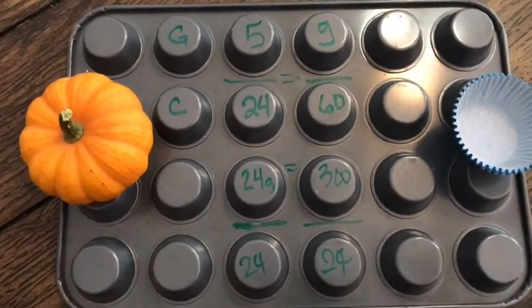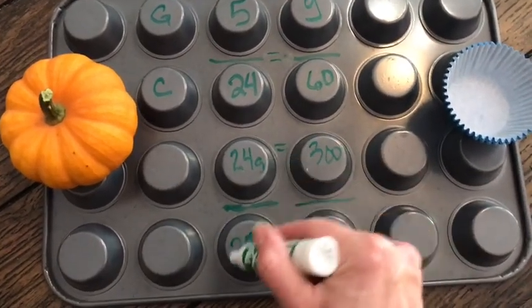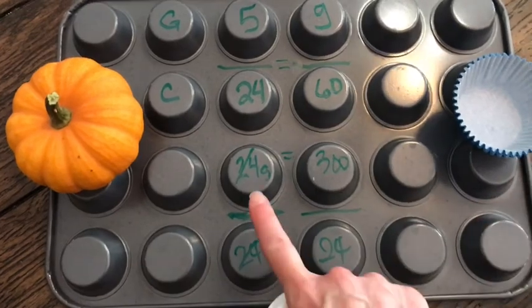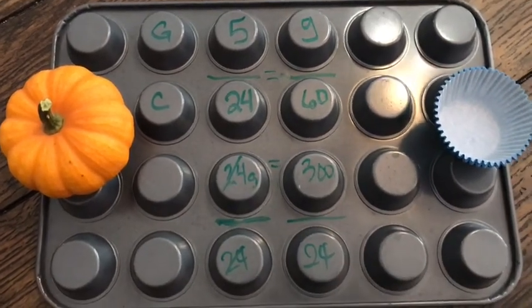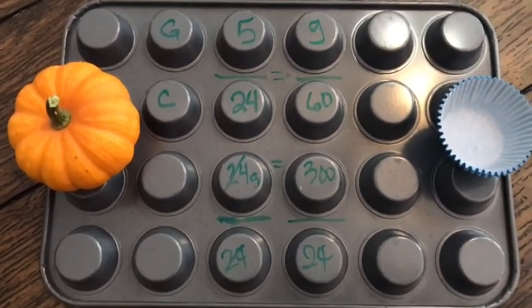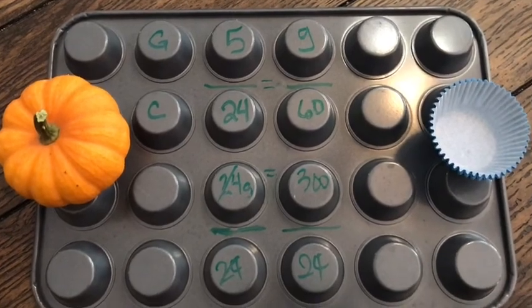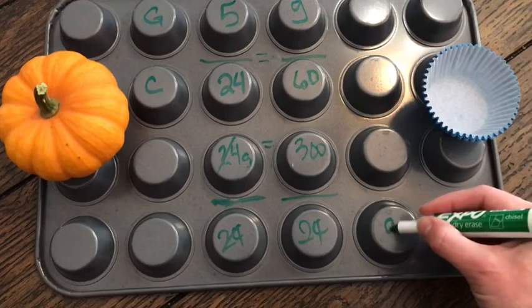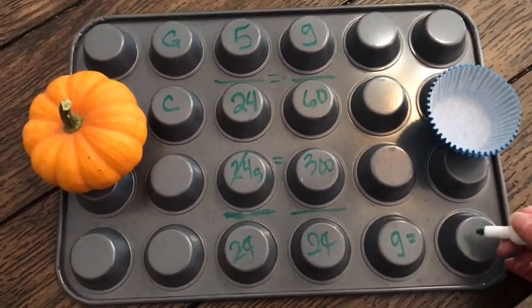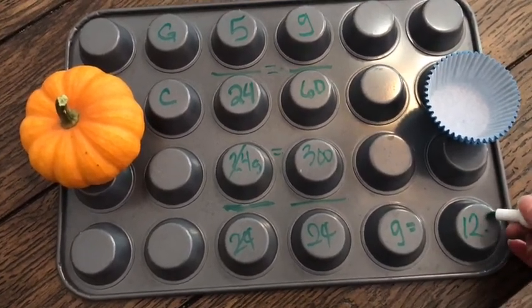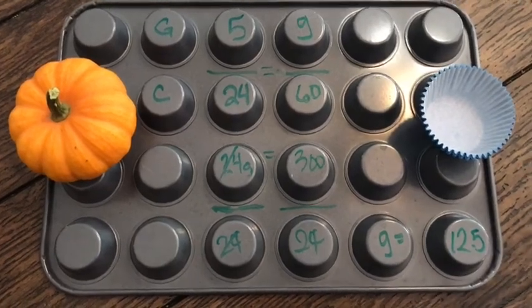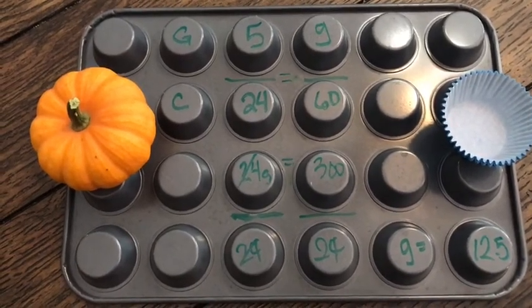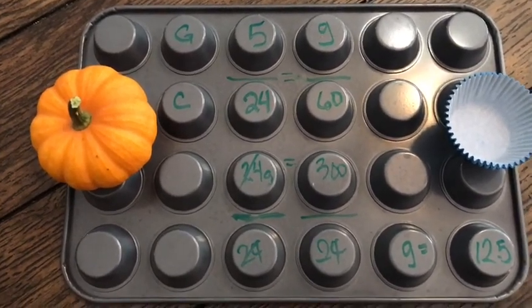Okay, and my 24s cancel. So I get G is equal to 300 divided by 24. And 300 divided by 24 is 12.5. Okay, so my G is equal to 12.5. So it's going to take me 12.5 gourds to make 60 cupcakes.